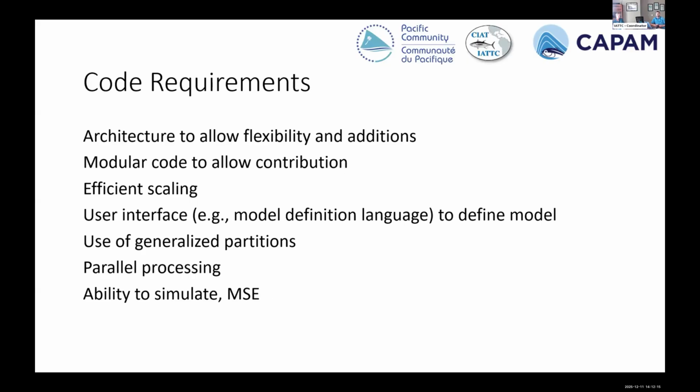So looking at code requirements, architecture to allow flexibility in additions, modular code to allow contribution. I think Darcy mentioned this, that you can have a stock assessment in R. Yeah, there's a top level R function that calls all the other functions, and that is the way to make things modular. You can also have a somewhat small package, perhaps calling other packages. This is also about modularity. Efficient scaling is going to be very important.